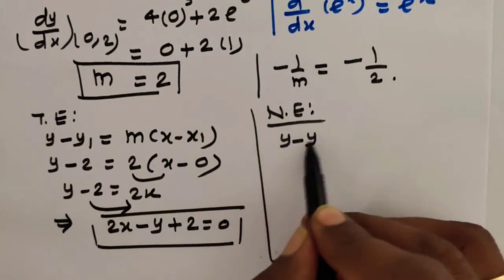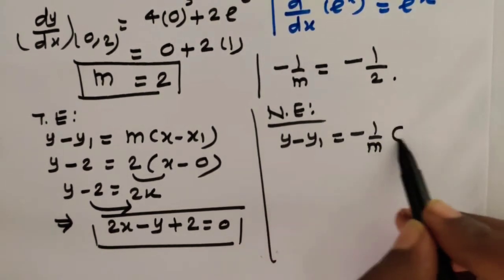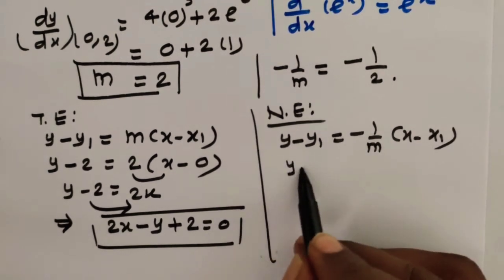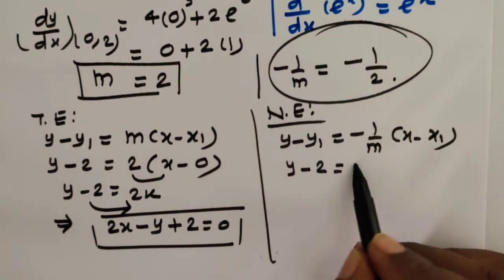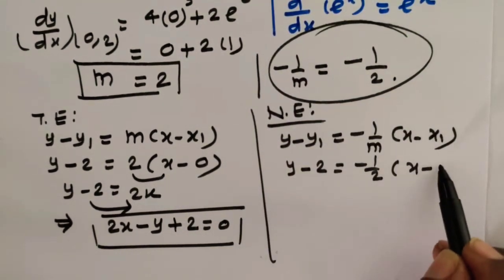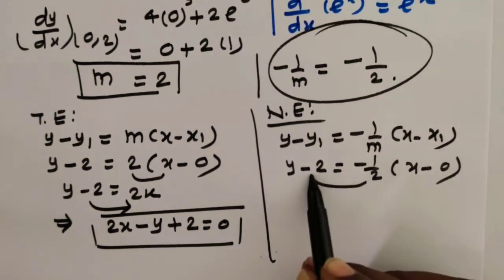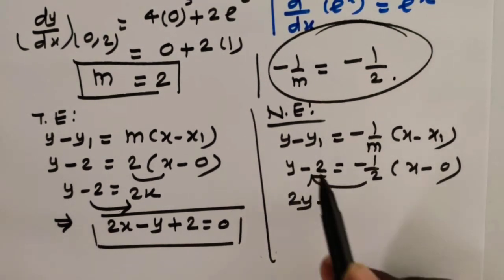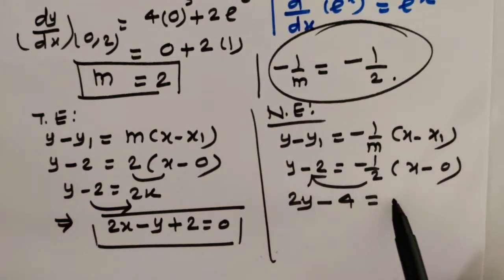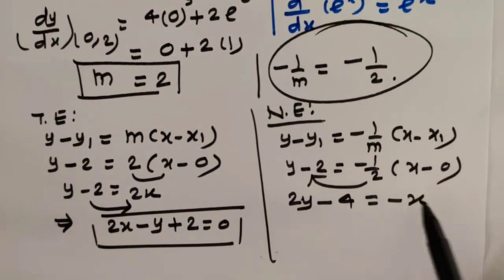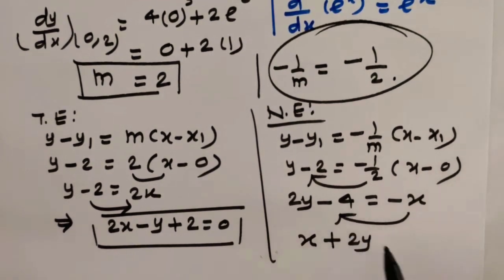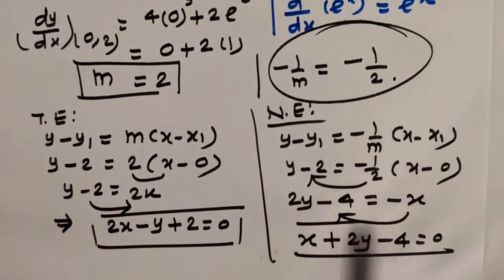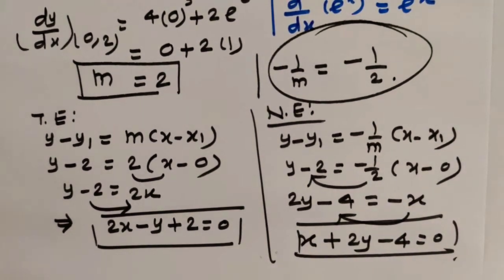Normal equation formula y minus y1 is equal to minus 1 by m into x minus x1, y minus y1 is 2, which is equal to minus 1 by m is minus 1 divided by 2 into x minus x1 is 0. And the 2 we bring to the right, 2 into y, 2y minus 2 into 2, 4, is equal to minus x, minus 1 into x is minus x. And bring this to the right as well. So minus x on the left becomes plus x plus 2y minus 4 is equal to 0, which is the required normal equation of the given curve.